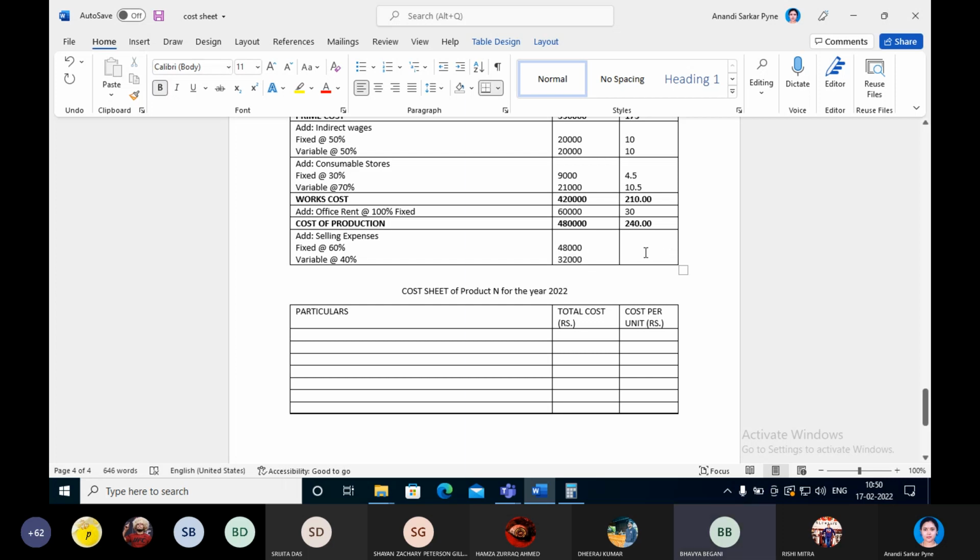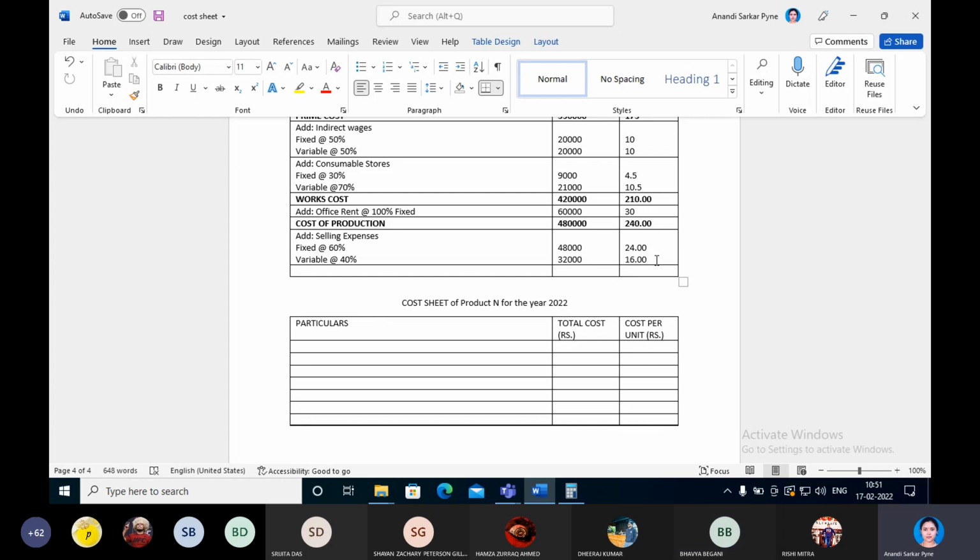Fixed will be 24,000 and 16 rupees. So therefore, our cost of sales or total cost is 5 lakh 60,000, and 280. So this was our workings. This way we got the clarity of what the cost will be next year.